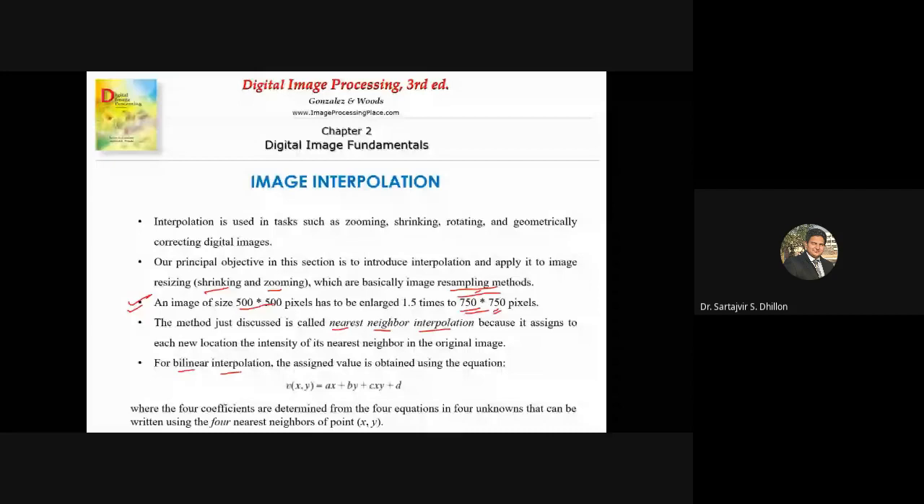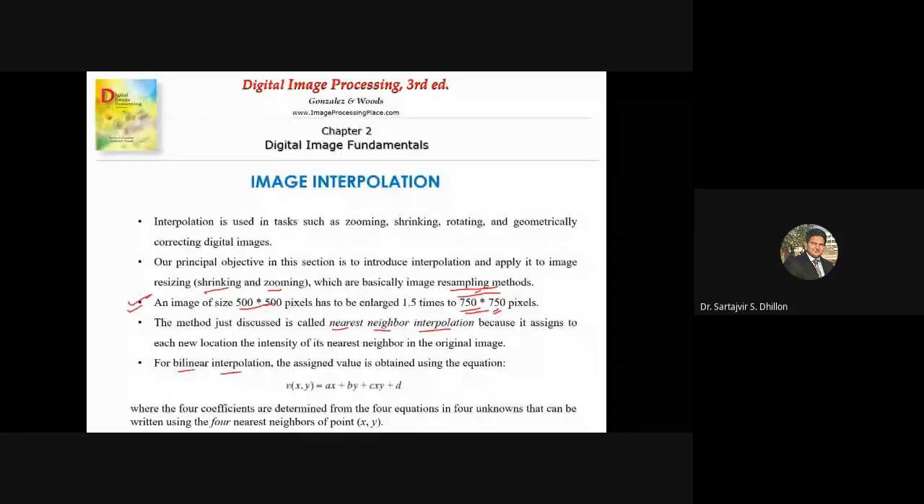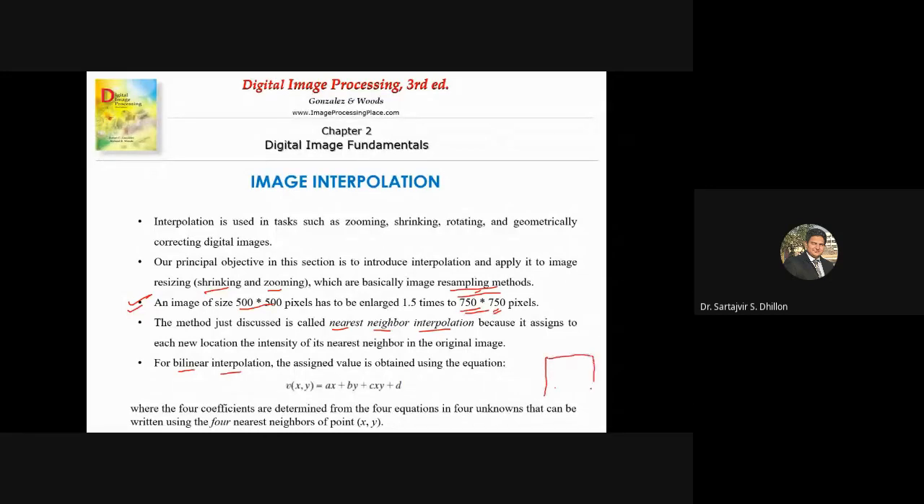What nearest neighbor is, we will cover in upcoming slides. It uses the four nearest neighbor points. For example, in a figure there are 9 pixels, and we have to calculate the average for a particular pixel, so we need to use the four nearest neighbor pixels.